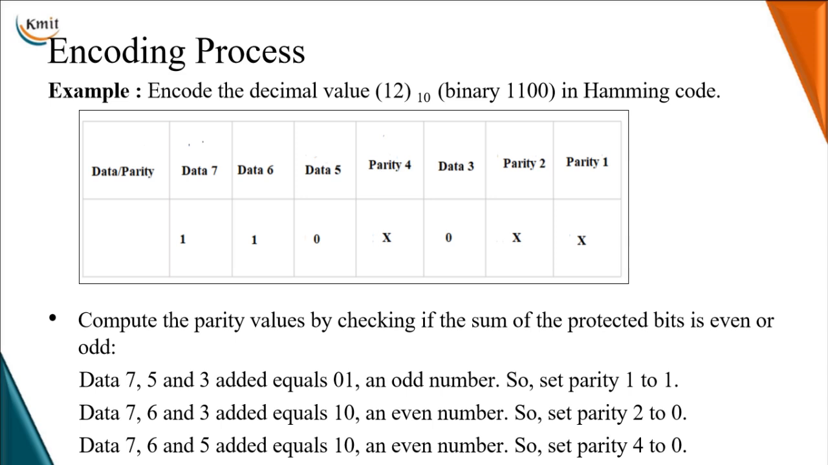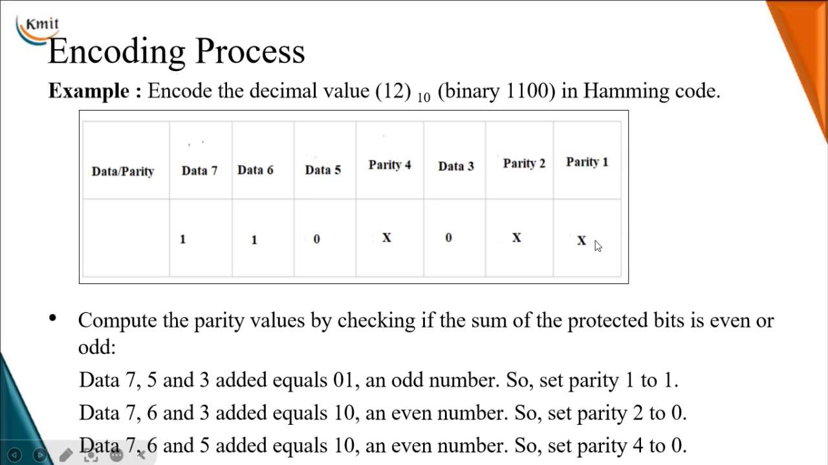Next, how to encode a 7-bit Hamming code. Now we can explain this with an example. I have taken a decimal number, which is 12, and its binary equivalent is 1100. Our data bits are 4 bits, 1 1 0 0. The most significant bit is 1, so that is placed at data 7, and this 1 is placed at data 6, and 0 is placed at data 5, and 0 is placed at data 3.